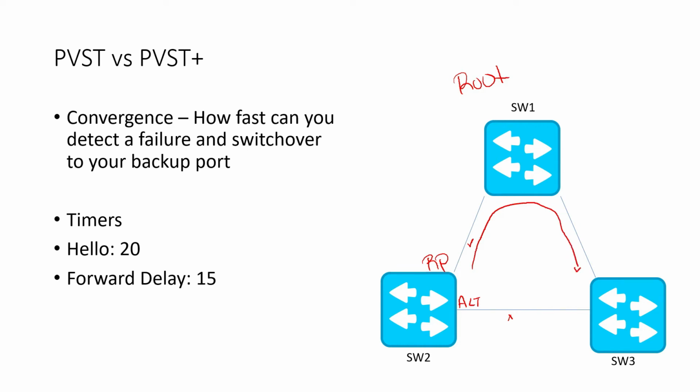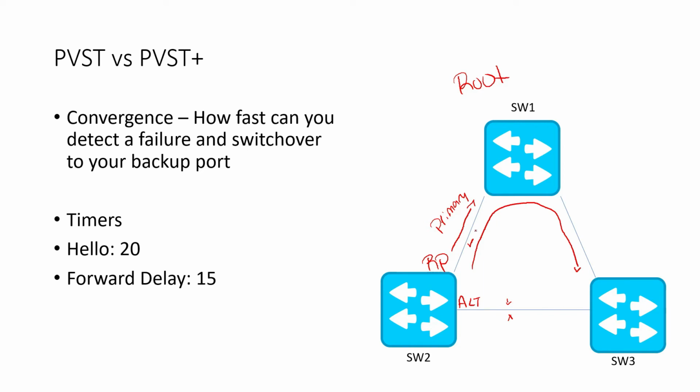Now, a convergence event happens when your primary path goes down and you have to fail over to an alternate path. So switch 2, his primary path is this way. So a convergence event would happen if that primary path fails and he has to start using a backup path. If the backup path, which is this link right here, were to fail, that's not going to cause any issues or any type of convergence event because he's not using this path no way. It's not part of the tree.